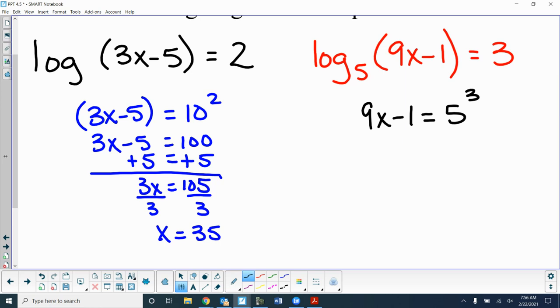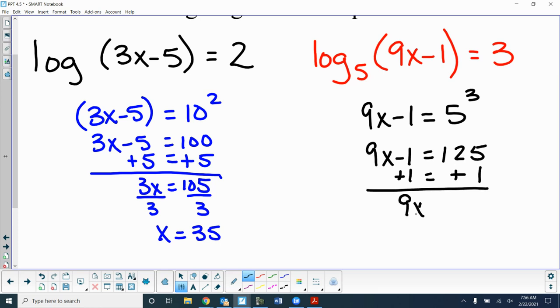So the number after the log, we just leave, and whatever this base is, we raise to that power for the other side. Well, 5 to the third is 5 times 5 times 5, which is 125. And then just solve for x. Once we get to here, it's pretty easy to do.